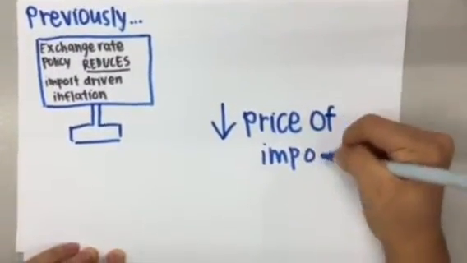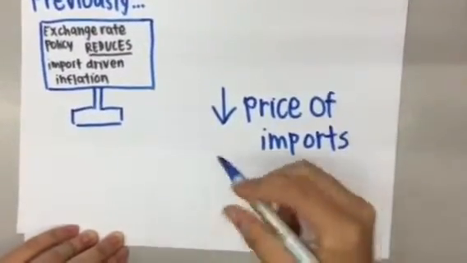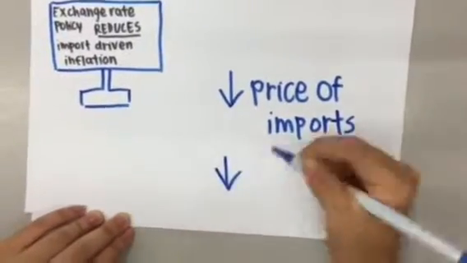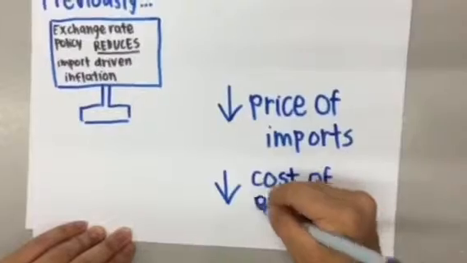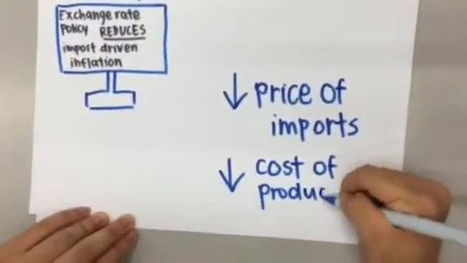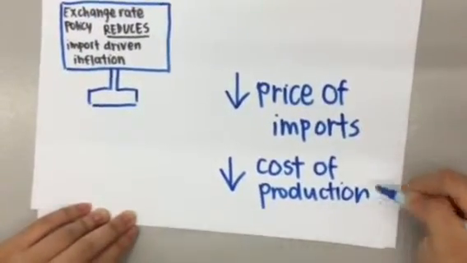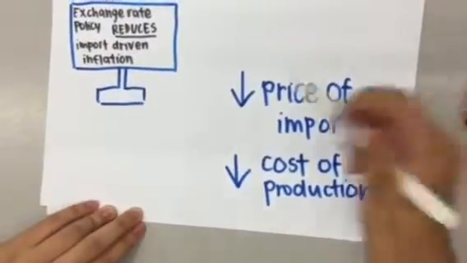Since the managed float exchange rate policy of Singapore reduces the price of imports in terms of Singapore dollars, the prices of imported raw materials and intermediate goods that are used for the production of our own domestic goods are reduced as well. By having cheaper raw materials, it will reduce the cost of production.